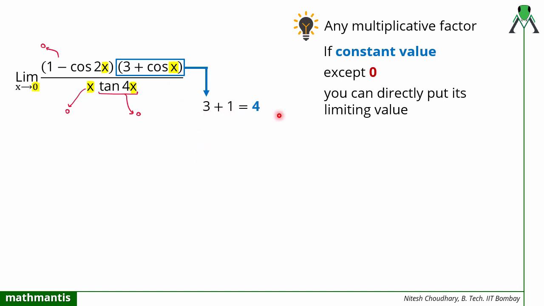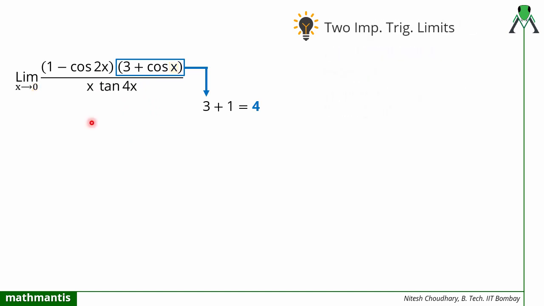So that is the first step of any limit question in product of factors or division of factors. This is the first step which we always follow. Now the second step is applying the standard limits. I will use two important trigonometric limits which I can see in this question.